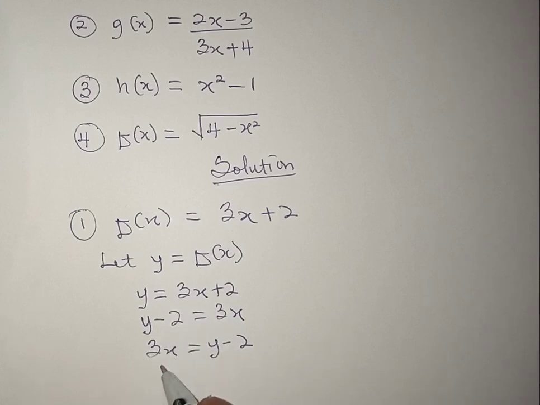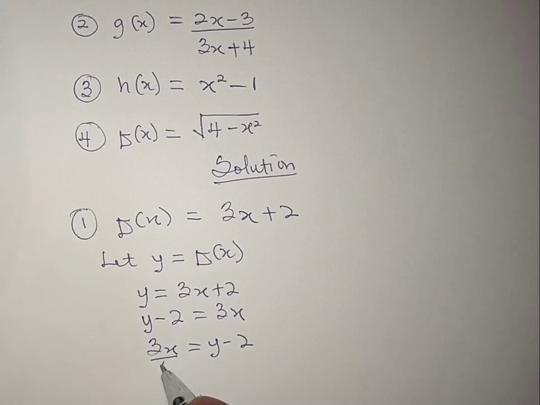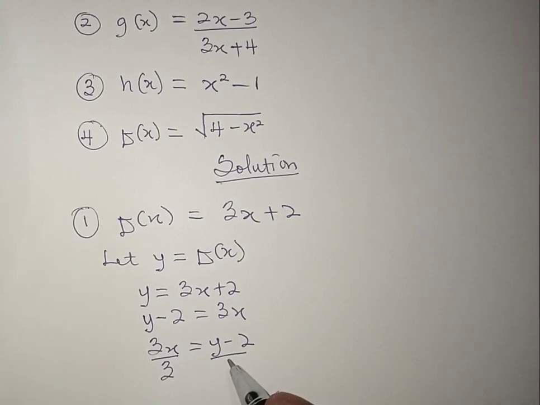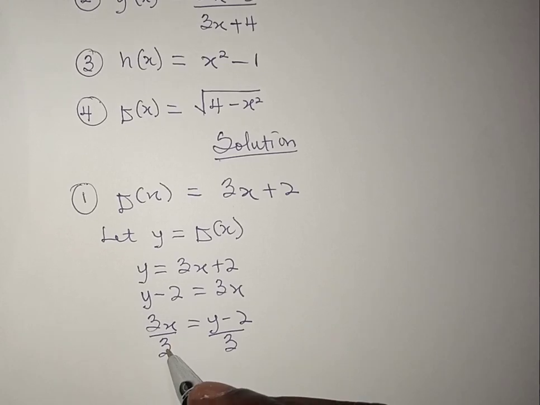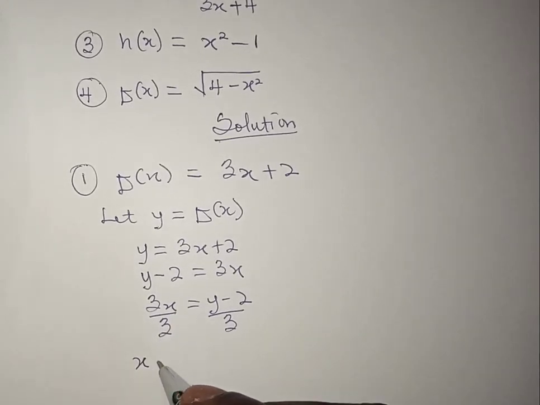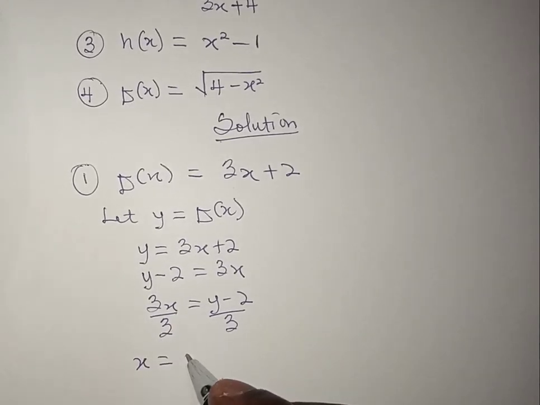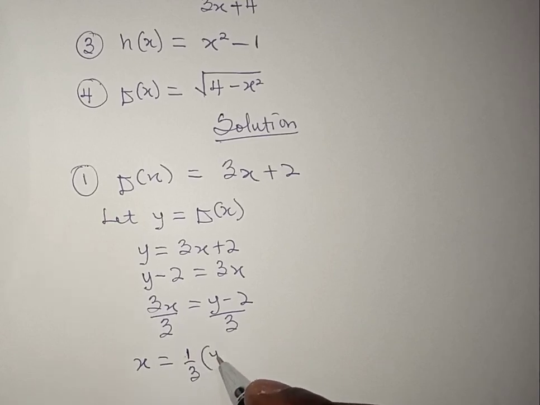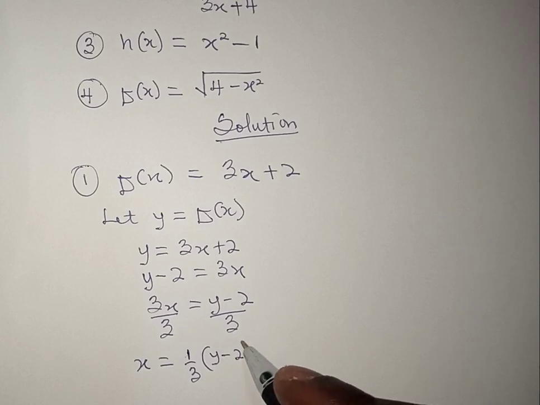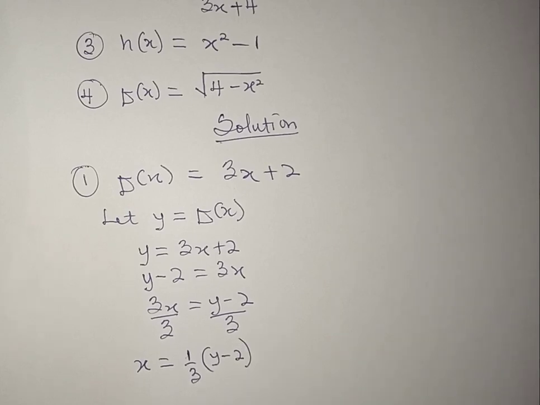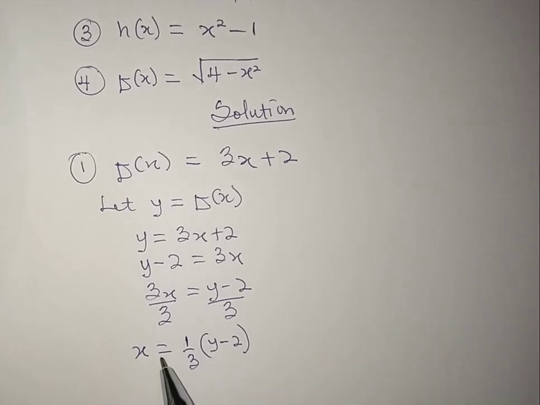Once we are making x the subject, then I can divide both sides by what? 3. In that case, my x is equal to 1/3 open bracket y minus 2. Good. Now, this is what we have.